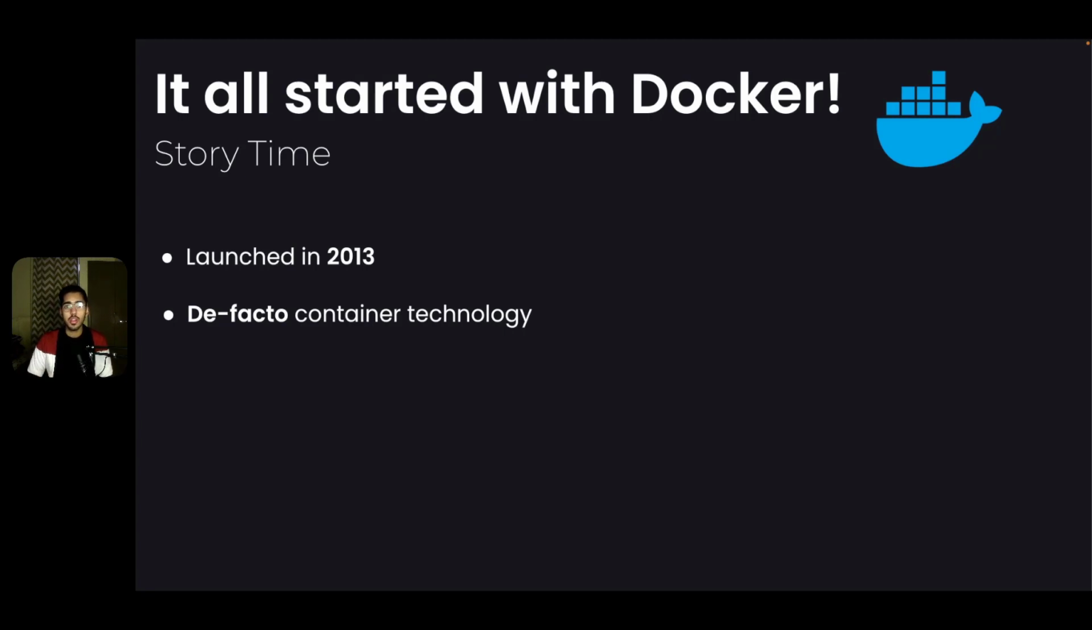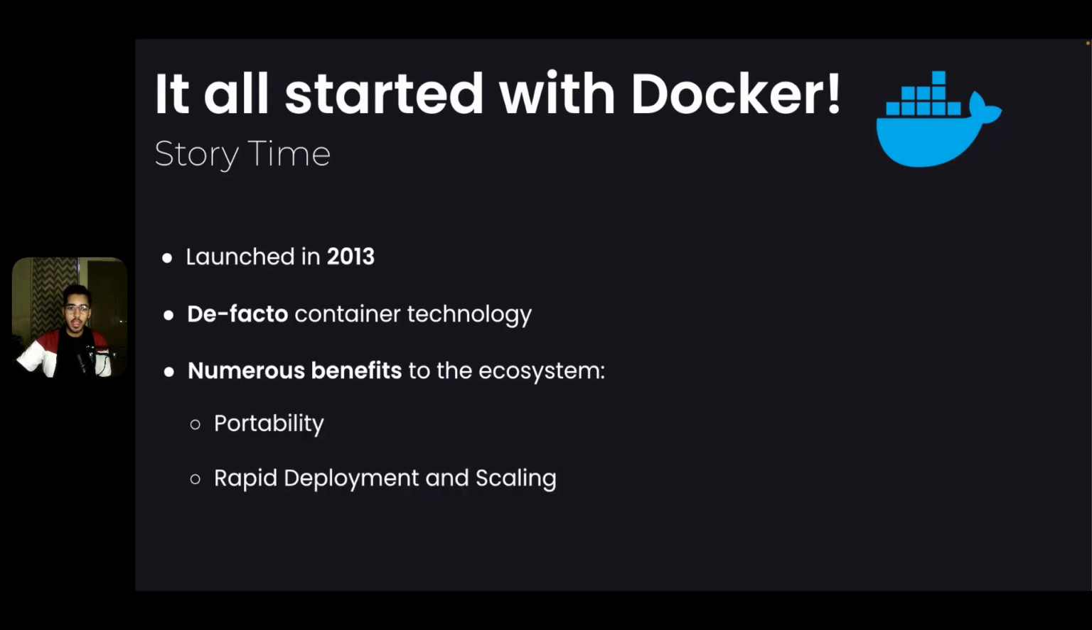Now, one thing to note here is that containers existed previously as well, right? Before even Docker was launched. But what exactly Docker did was it brought numerous benefits to the ecosystem. Some of which are listed here. One was portability of the containers, and the other was rapid deployment and scaling of the containerized applications. So these are some of the features that Docker brought with itself, and that's how it revolutionized the entire process of working with containers.